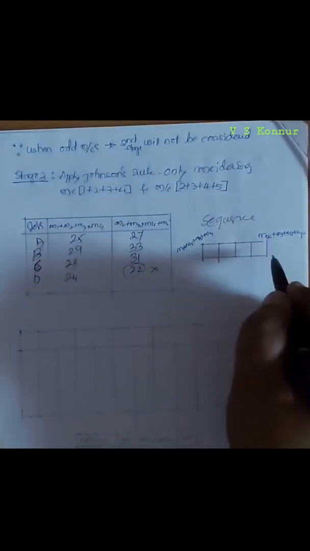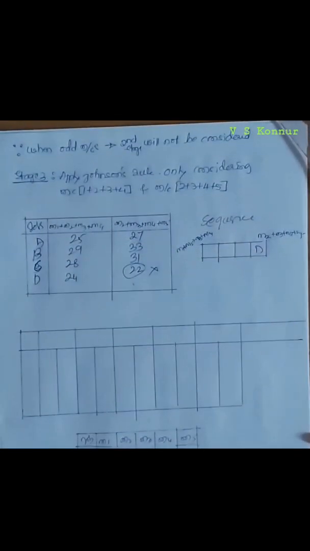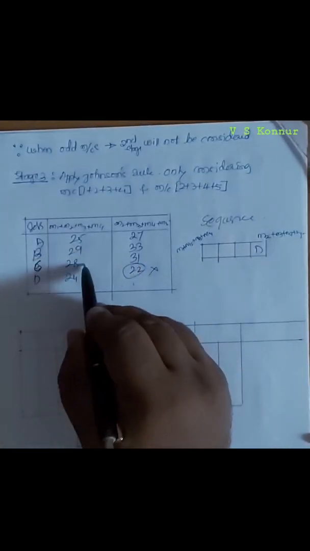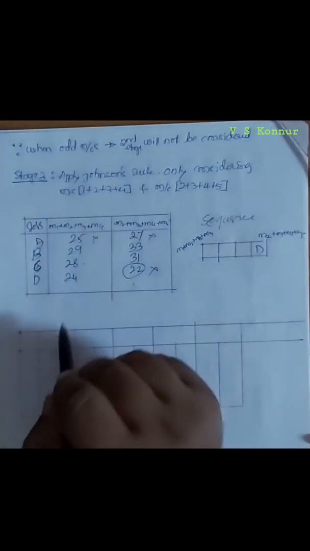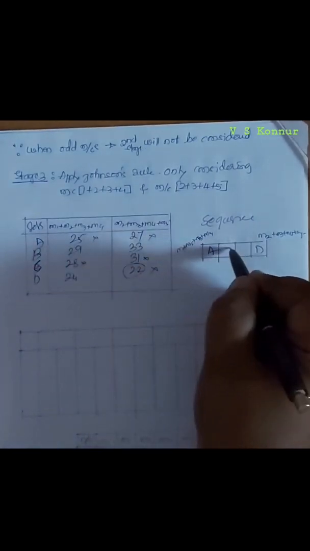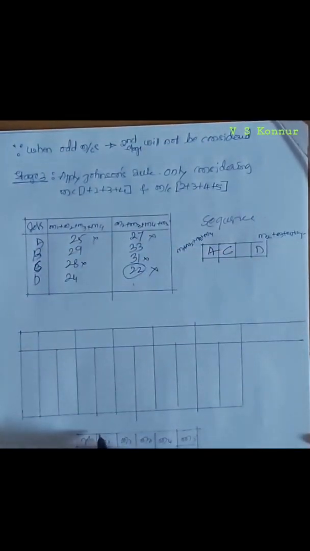So we'll take the least first. 22 is the least. It is job D at M2 plus M3 plus M4 plus M5. Next least: 31, 28, 25 is the least. So this is at M1 plus M2 plus M3, job A. Next least is 28. So 28 is again C. It is in M1 plus M2 plus M3.